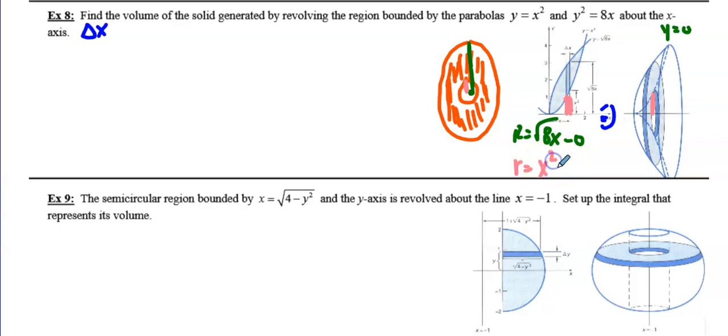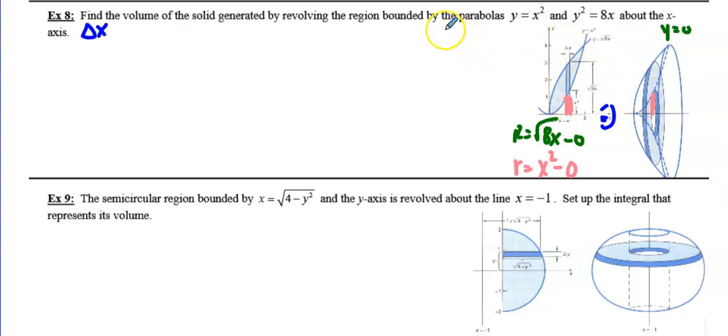So we're going to do x squared minus 0. So we have our big R and we have our little r, which is actually pretty awesome for this. So remember again with volume that it's going to be the integration of our area. So again, our area of our circle is going to be pi r squared. So we have enough information to start writing out our integral for this.